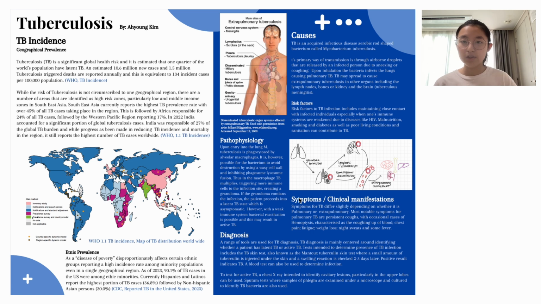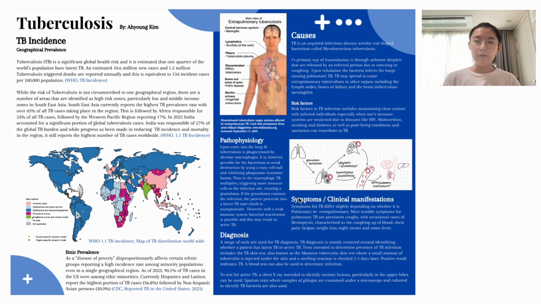Upon inhalation, the bacteria infect the lungs and cause pulmonary tuberculosis. It is possible for tuberculosis to spread to other organs of the body, and this is called extrapulmonary tuberculosis. This is where it infects other organs, including lymph nodes, bones, kidneys, or even the brain. And if it infects the brain, it's called meningitis.